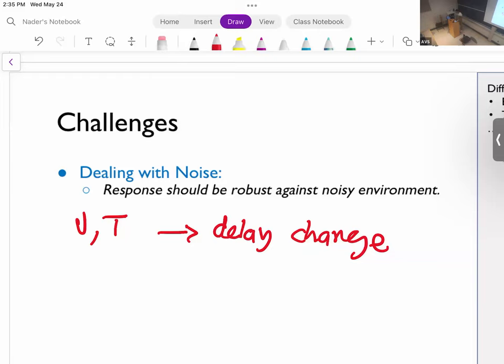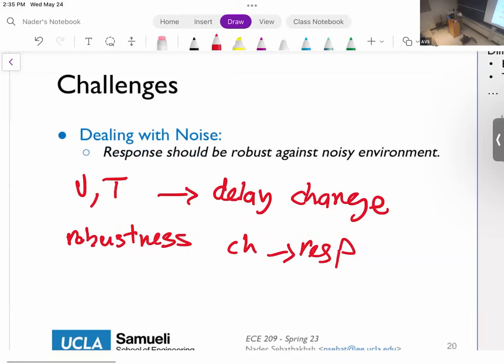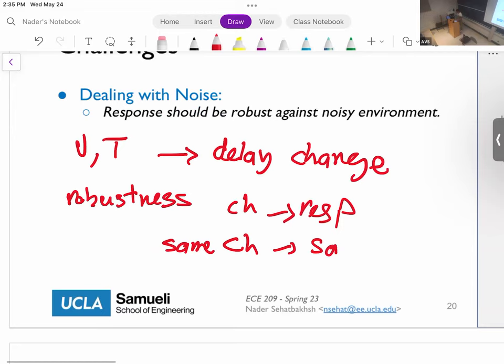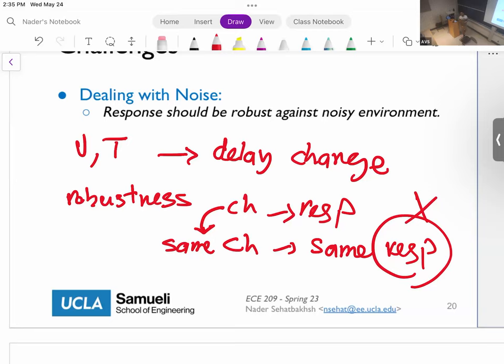And remember, I want to have robustness, right? Robustness means that if I send the same challenge, I should get the same response. If 10 minutes from now I send the same challenge, I should get the same response. Otherwise, the system won't be useful at all, okay? But from here to here, if, for example, the temperature changes or the voltage changes, there might be a different response, and that's what we don't want. So we need to have some tolerance to the noise and build a system such that we can protect our systems against this noise, okay?